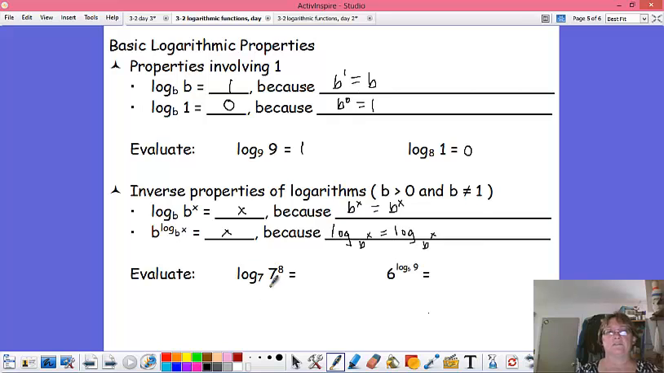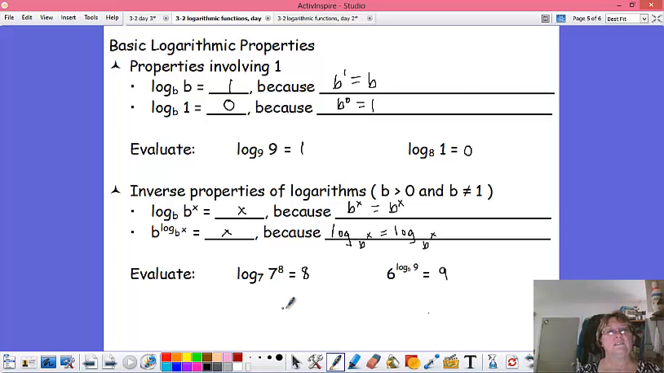Let's see if we can apply those kind of strange inverse properties here. This one says 7, what power do I raise 7 to in order to get 7 to the 8th? Well, that power would be 8. The logarithm is the exponent. This one says 6 raised to the power that I raise 6 to get 9 is equal to 9. If I raise 6 to the power that I need to raise 6 to get 9, I should get 9. That's the inverse properties, folks, and they're a little bit odd.